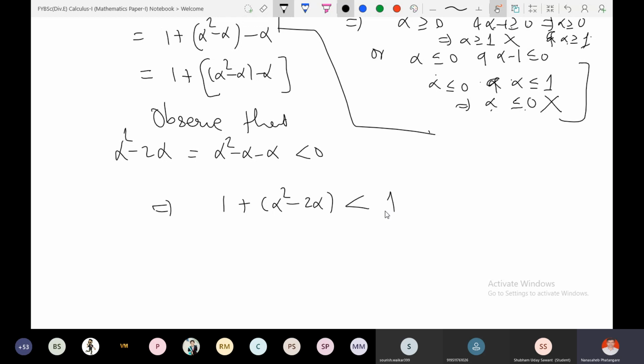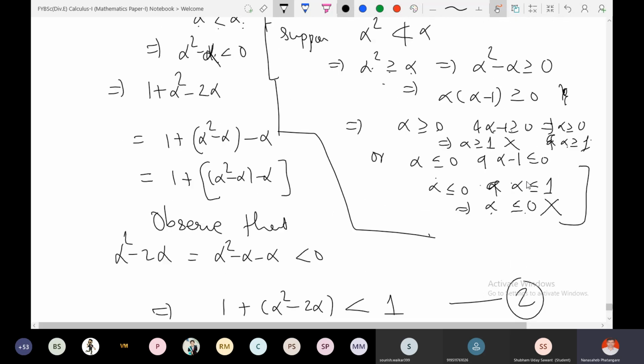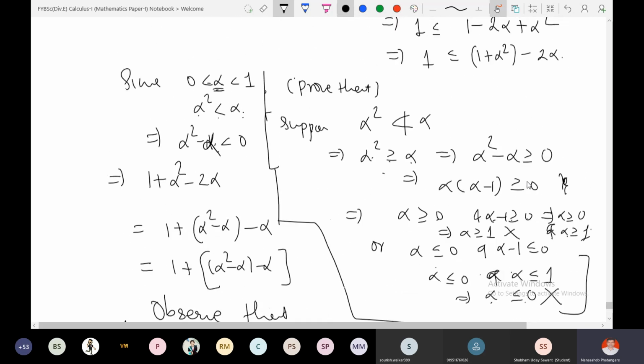Is it less than 1? Yes, sir. Why is this less than 1? Because I am adding a negative amount to 1, so certainly this quantity will be reduced. It is less than 1. Right. So this is my expression 2. And what I got here is actually expression 1.